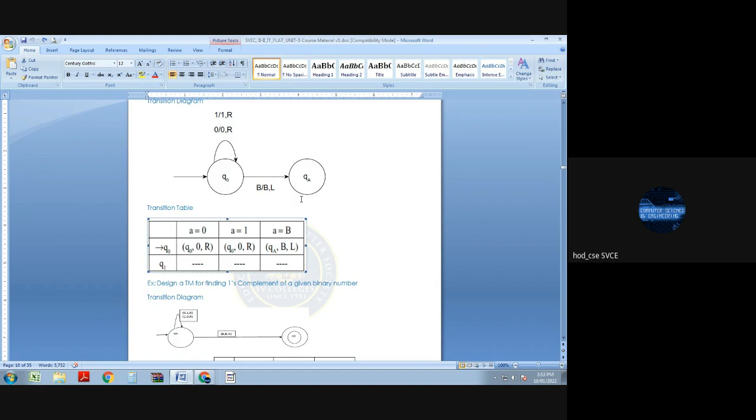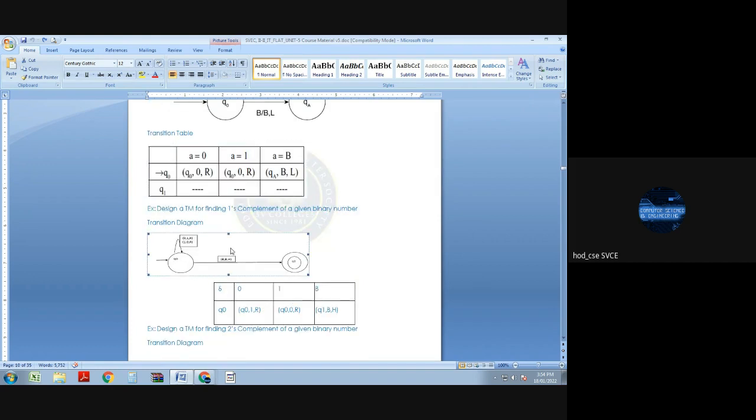Whereas if we read the input as blank, it has to reach the state QA, and it will be replaced with B only, blank only. And once we reach the end of the tape, in the sense the end of the string, we have to come back. So now we have to move our read write head to the left hand side. That's why here we are taking L. We don't have a right hand side symbol, so we are moving to the left hand side. That's why L is represented.